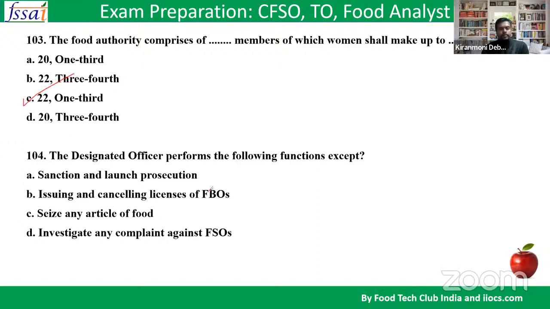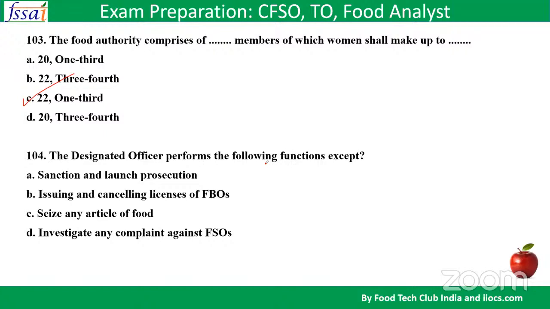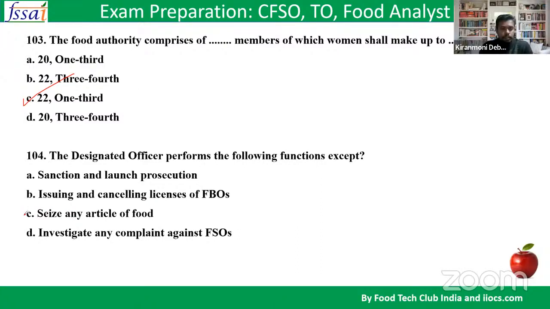The designated officer performs the following functions except sanction and launch prosecution, issuing and cancelling license of FBOs, seize any article of food, investigate any complaint against FSOs. Which is the right answer? Option C, sir. C is seize any article of food, right. So option C is the right answer. Seizure power is given to FSO, not DO. Okay.